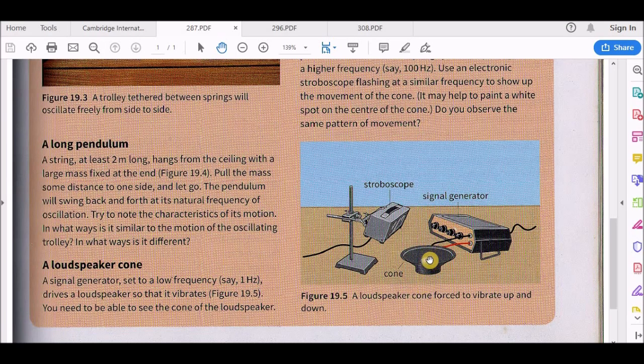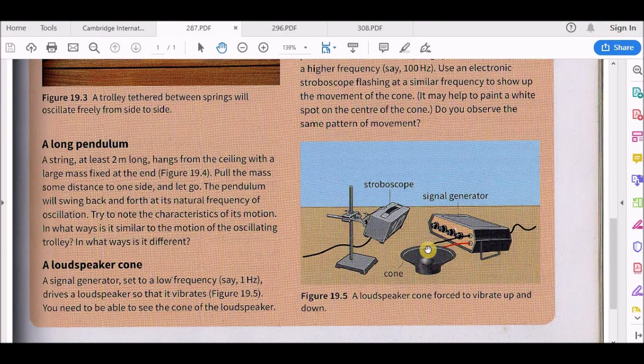And then at that moment again, the stroboscope gives a flash of light. Again it goes down and then comes back. Again, at the moment it comes to the highest position, the stroboscope gives a flash of light. Now you can see the frequency that the stroboscope gives the flashes of light is the same as the frequency of oscillation of the cone.